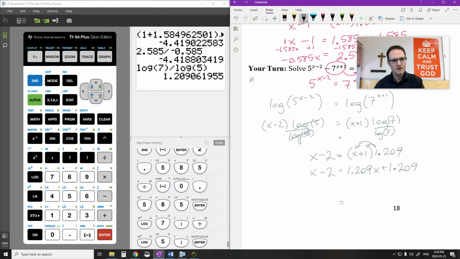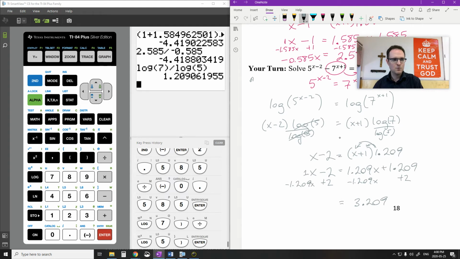I don't know which way we want to go on this one. Actually, I should double check to see if that answer up there worked pretty good. I'll have to go verify them in a bit. Let's add 2 like we did. Add 2, so I'm going to get 3.209 on this side, and I'm going to minus the 1.209x to the other side.